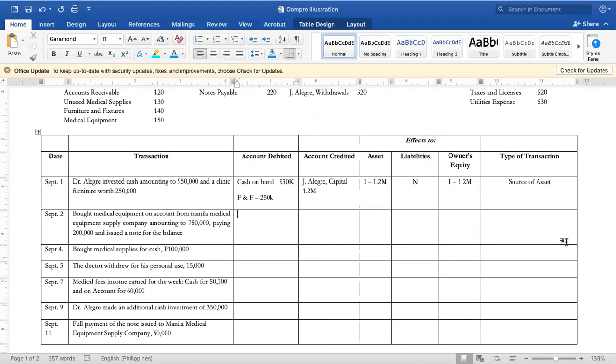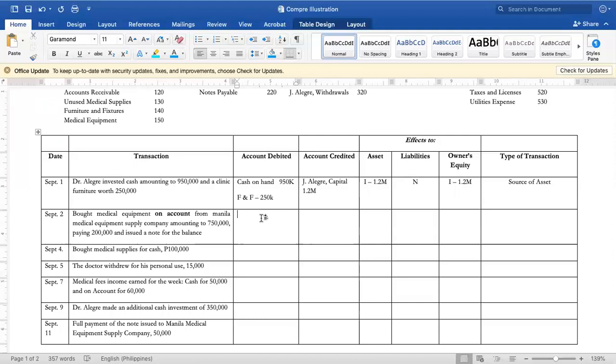Both medical, si medical clinic nagpalit daw og medical equipment on account. Take note, on account. Sir, what do you mean by on account? Giutang, di ba? giutang from Manila Medical Equipment Supply Company amounting to 750,000, paying 200,000 and issued a note for the balance. So, what happened to the transaction? Medical clinic bought a medical equipment on account from Manila Medical.